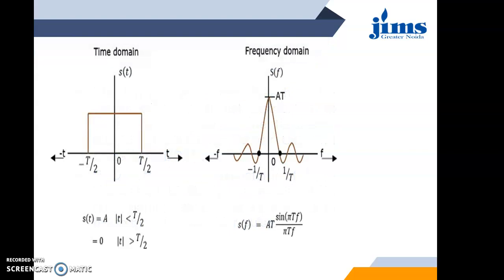This is the rectangular pulse and its frequency domain signal. We know that the rectangular pulse from minus T by 2 to T by 2 is defined as the magnitude A for mod t less than capital T by 2, and it will be 0 if the t value is greater than capital T by 2. And now its Fourier transform is the sinc function of this rectangular wave.